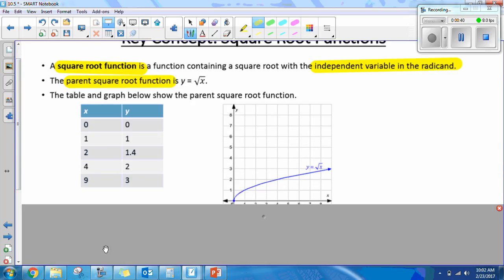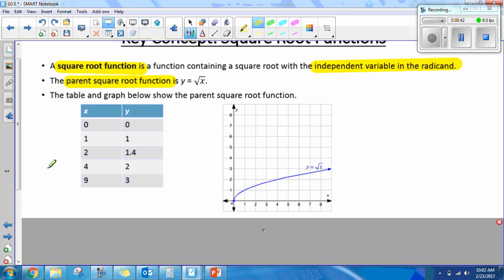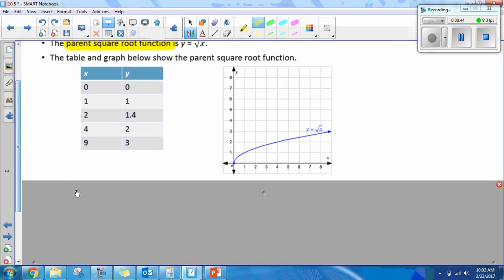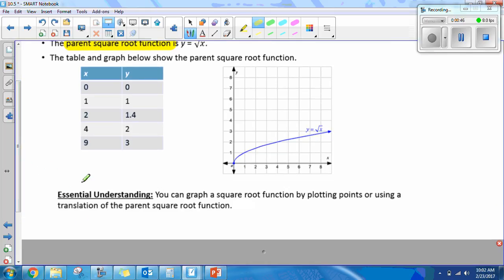The table and graph below show the parent square root function. You can graph a square root function by plotting points or using a translation of the parent square root function.